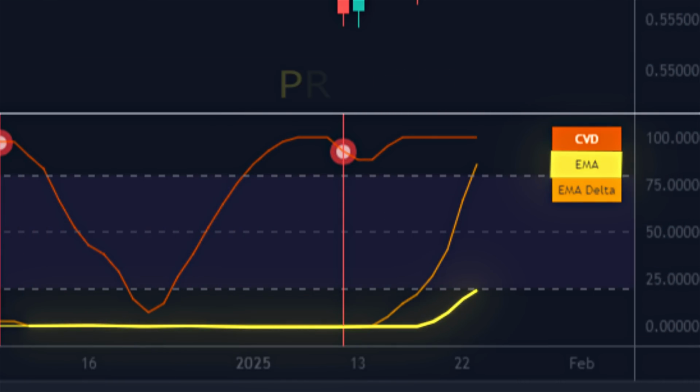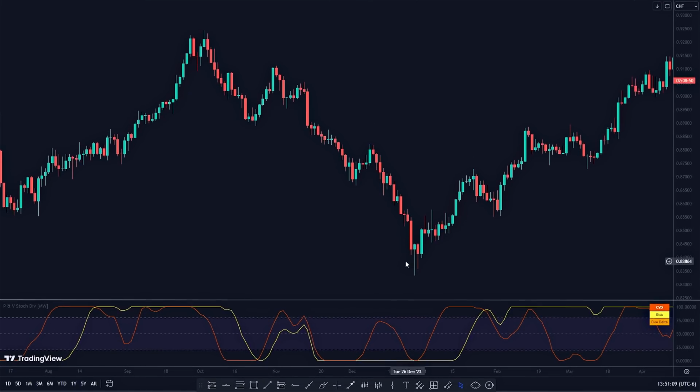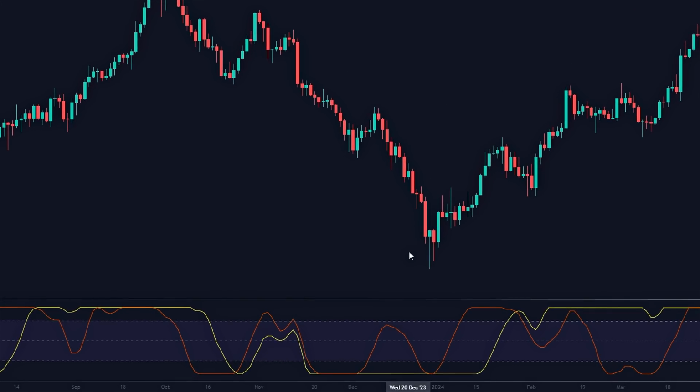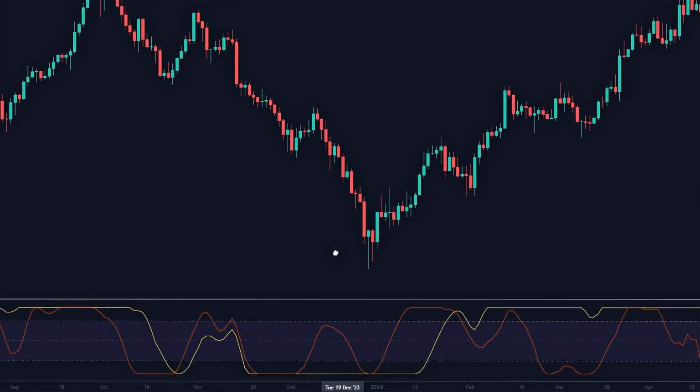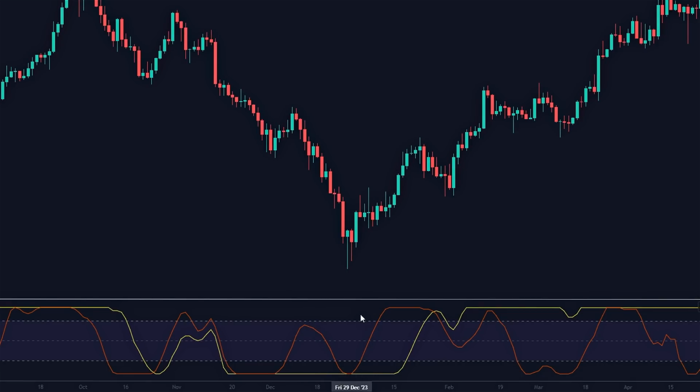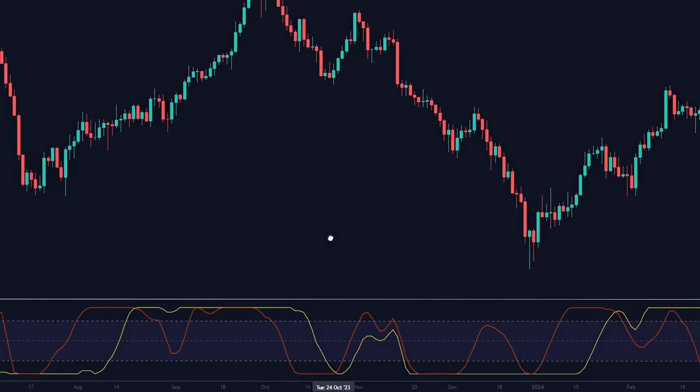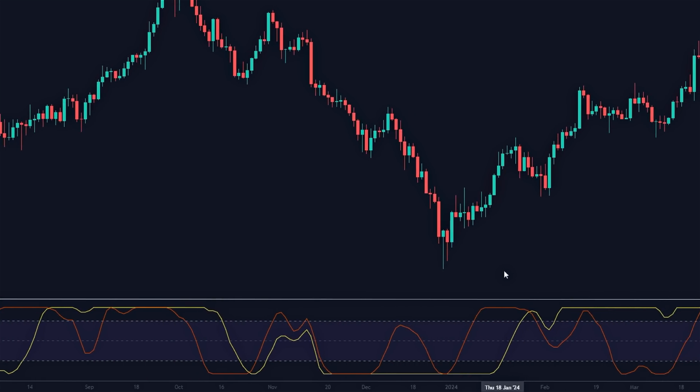The yellow line is an exponential moving average of the price. This line doesn't provide signals independently. Its primary role is to serve as a benchmark for spotting divergences with the red CVD line. In essence, the red line indicates the strength of volume, and the yellow line represents the price's position within a range.